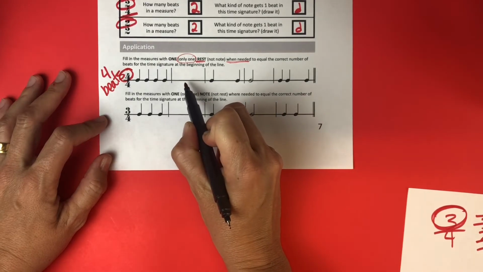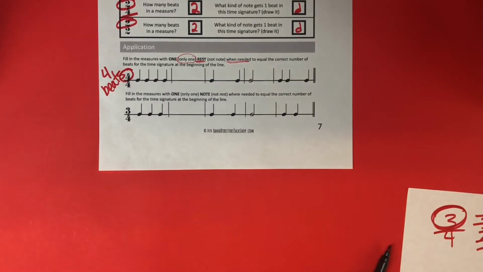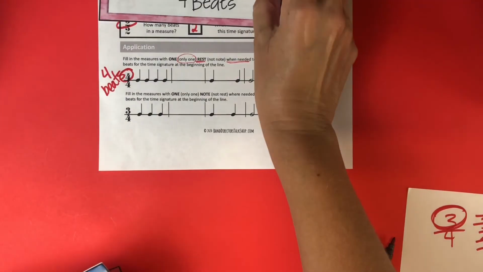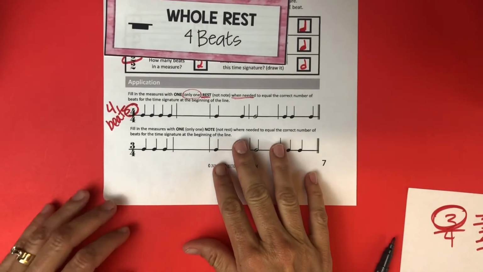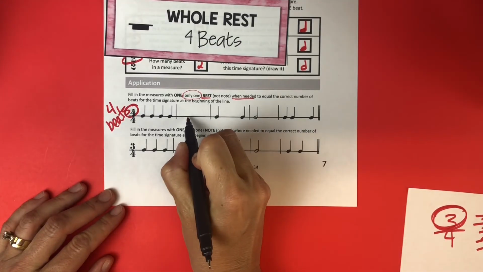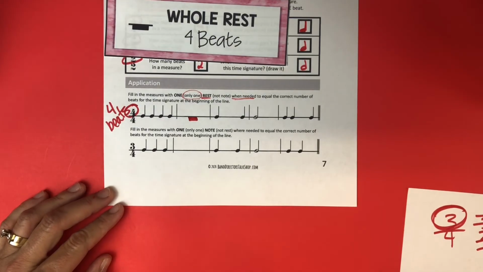Here, you need to add 1 rest that is worth 4 beats. So if you'll remember, our whole rest gets 4 beats. That's the one that looks like a hole in the ground. So you're going to draw a whole rest, and then you've added 4 beats of rest using only 1 rest. That's the only correct answer in that measure.